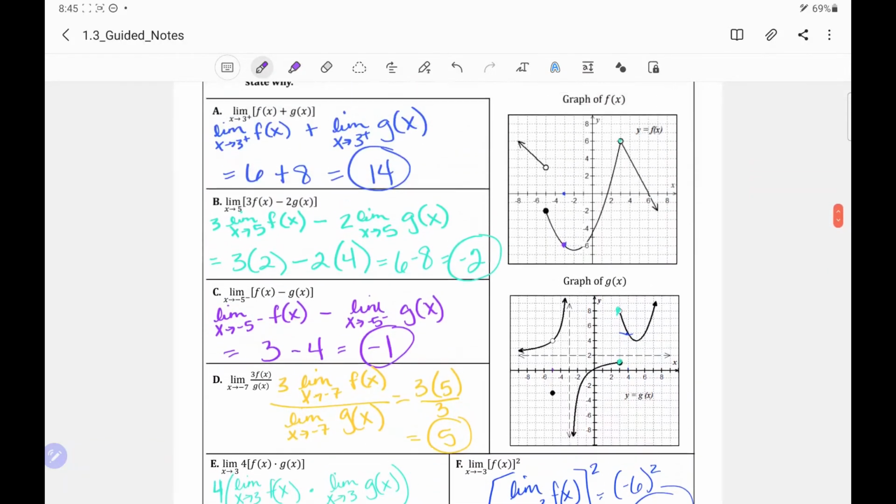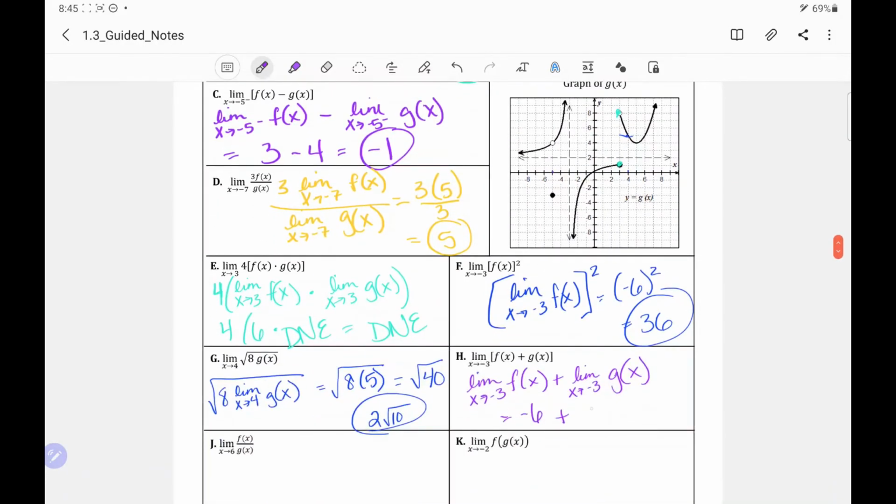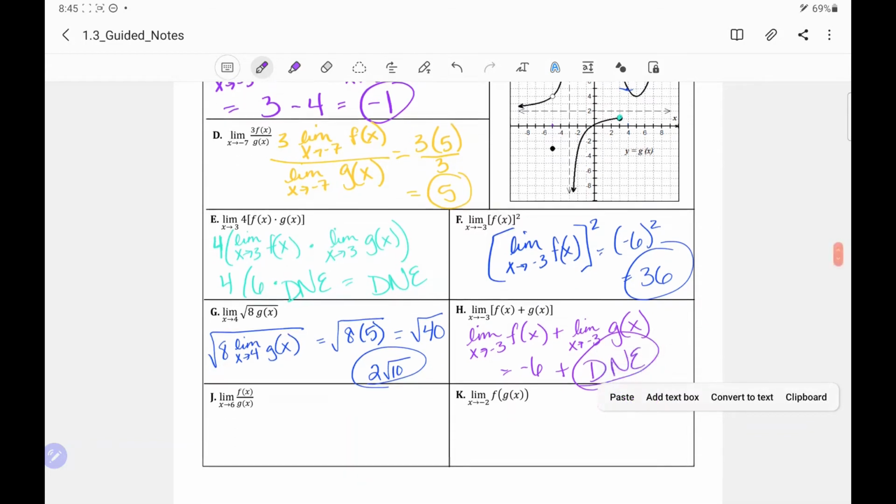Plus negative 3 for g of x. Oh, that's our vertical asymptote. So again, the limit does not exist, which means the whole thing does not exist.